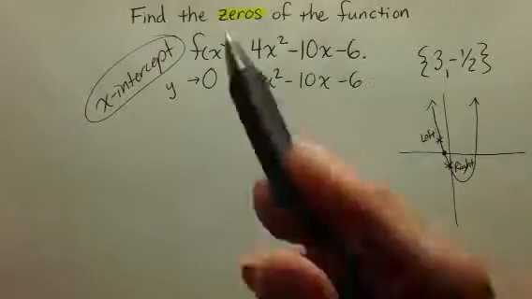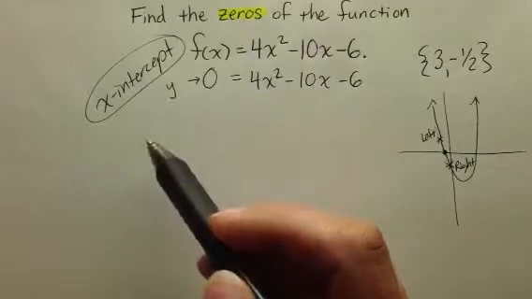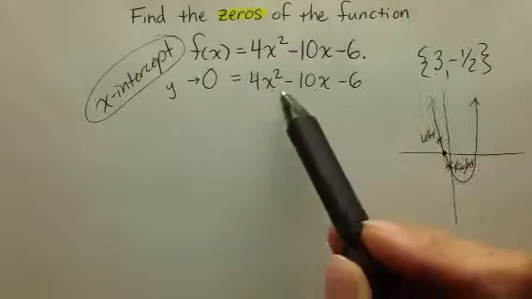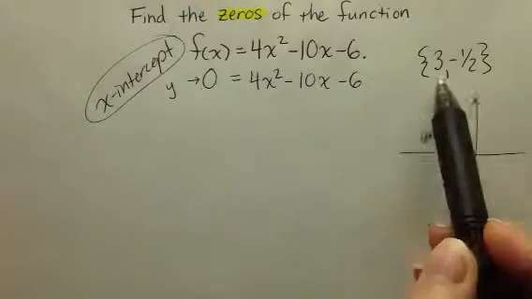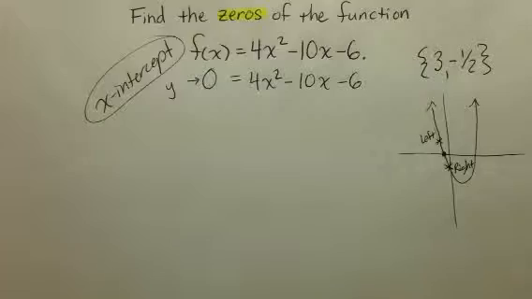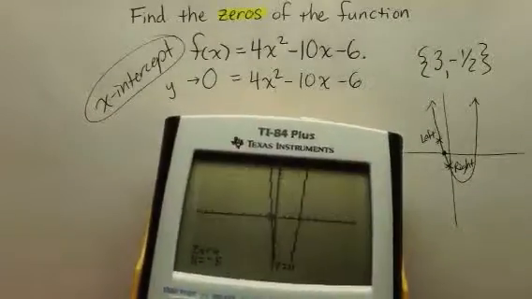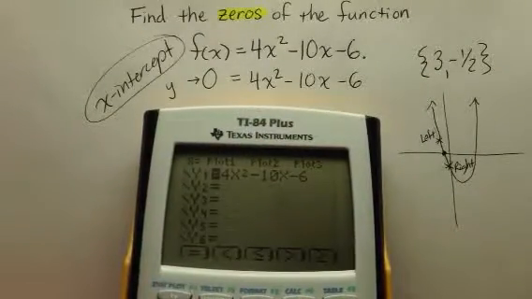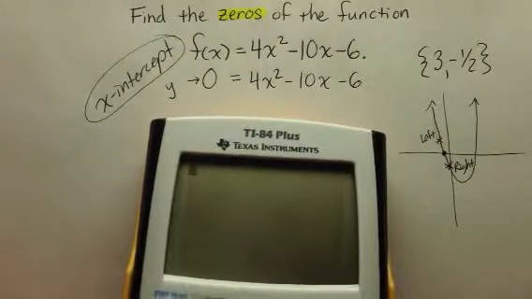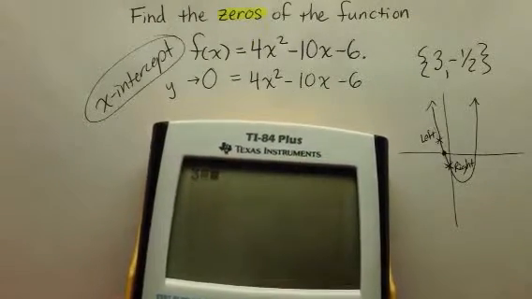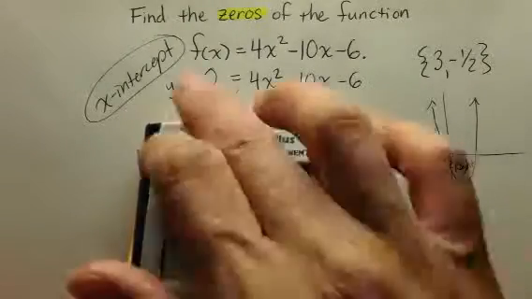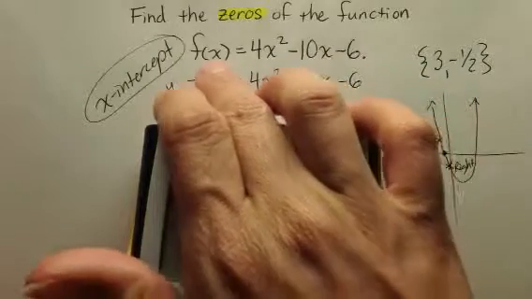If I want to check a zero, remember it's also a solution. This value, when I put it in for x, should make this equal to 0. And this value, when I put it in for x, should make it equal to 0. So if I want to double check, I'm not going to go to y equals at all. I'm going to go into my store function. So I'm going to do 3 store into x. I'm going to enter this expression and I should get 0.